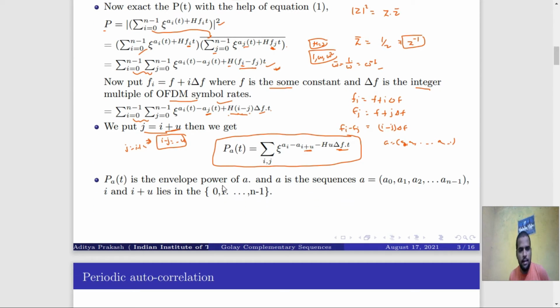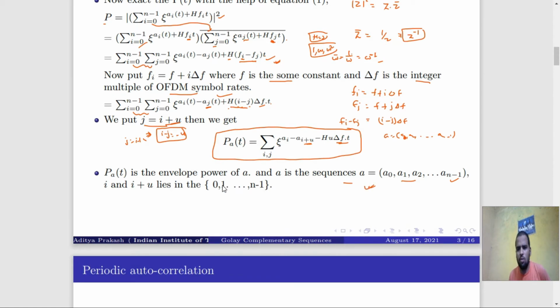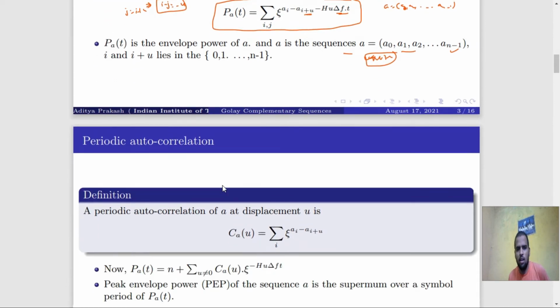Okay, PAT is the envelope power of A, and A is the sequence A0, A1, A2 up to A n minus 1, and I plus U lies between 0, 1 up to n minus 1. That's okay. Good. Just this is the note. Whatever we used in the previous case, just nothing.